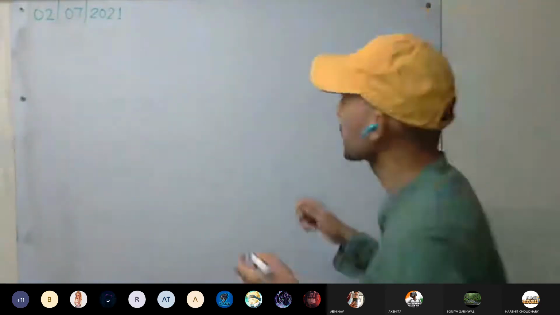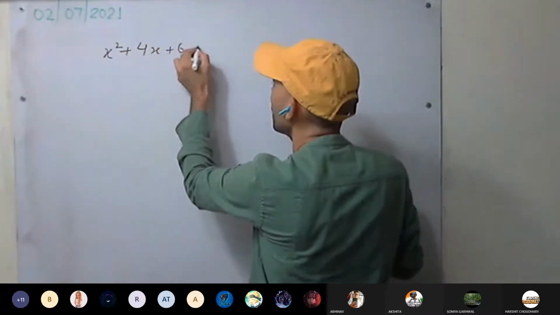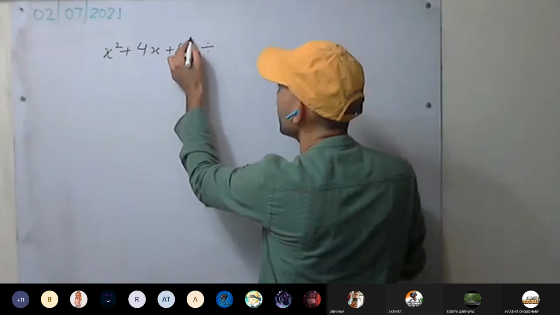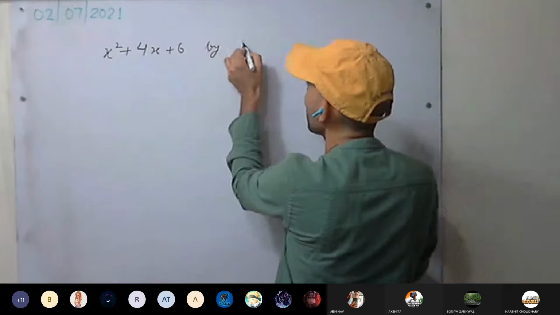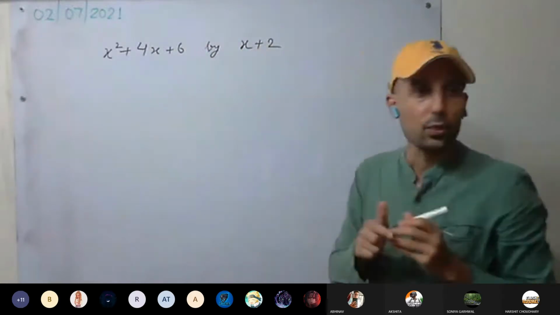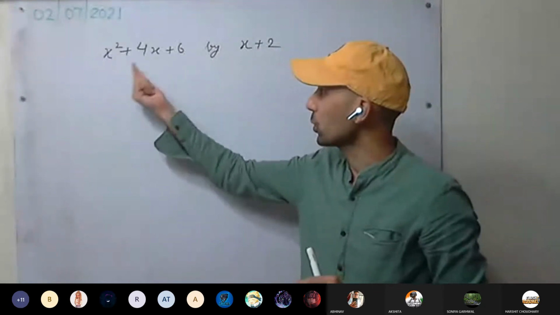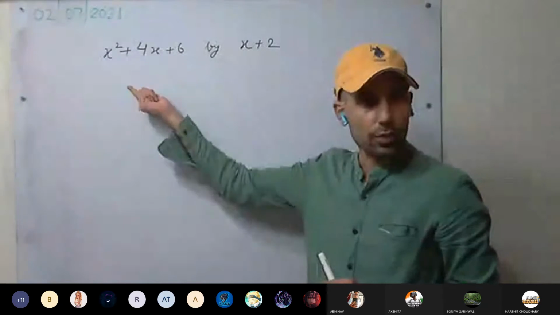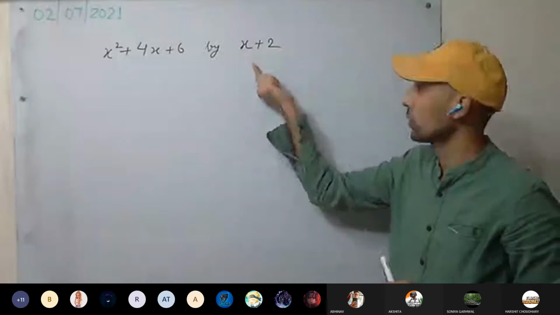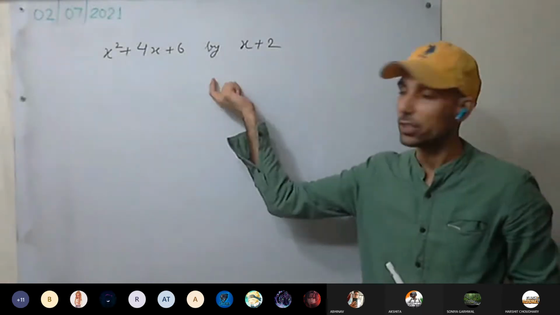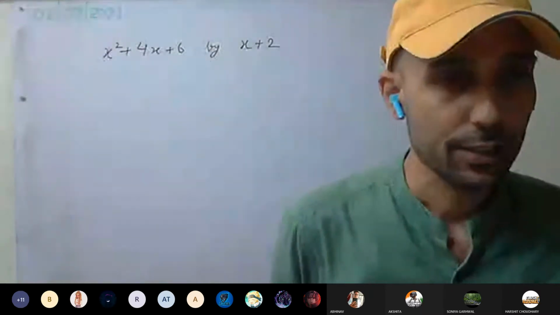Okay, x square plus 4x plus 6. We are dividing by x plus 2. So first check whether it is in descending order of the powers of x. Here power is 2, here power is 1, here it is 0. It is already arranged. Similarly, check this one. Power is 1, here power is 0. So it is also arranged. Since they are arranged, now proceed. After 2 minutes, I will start.